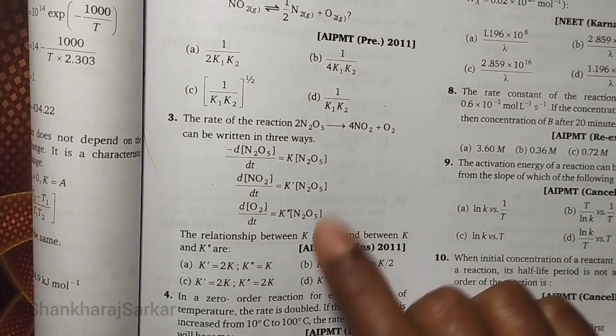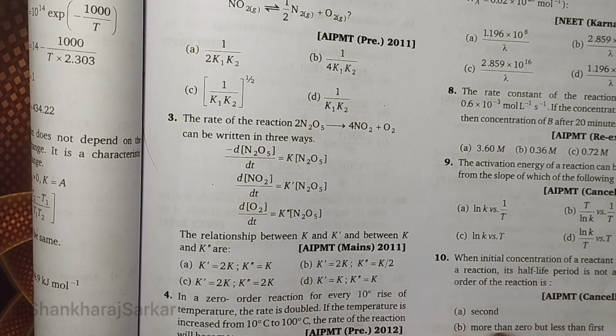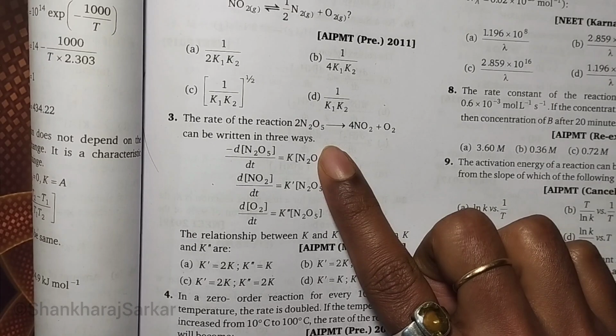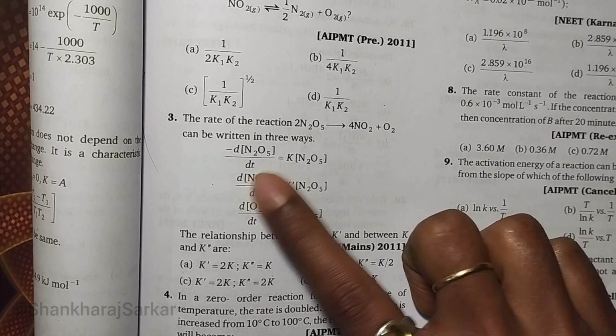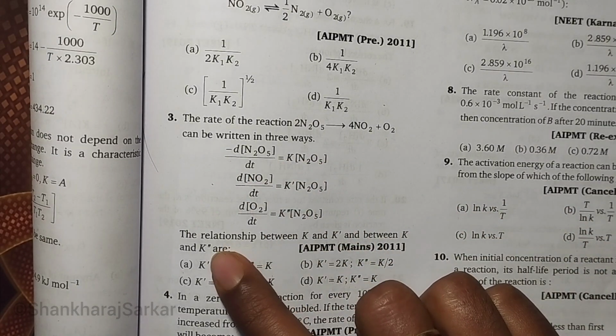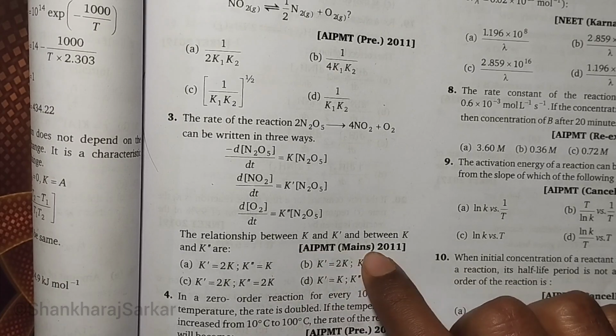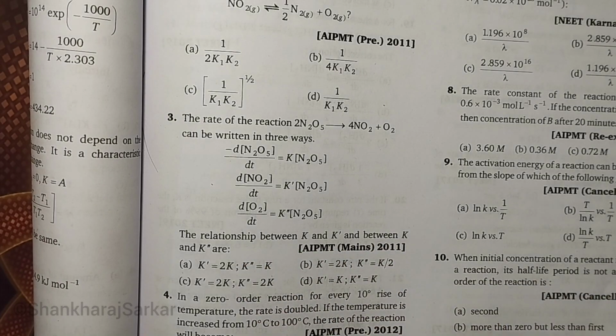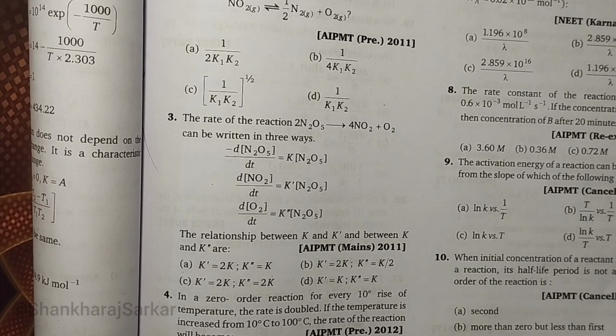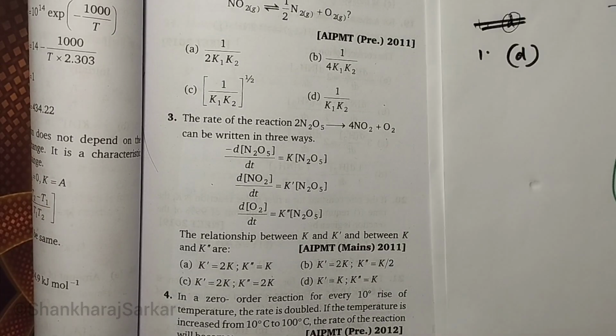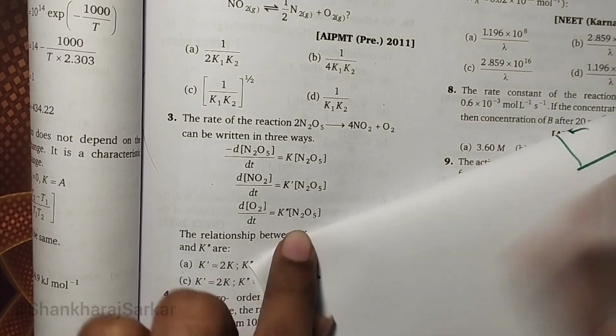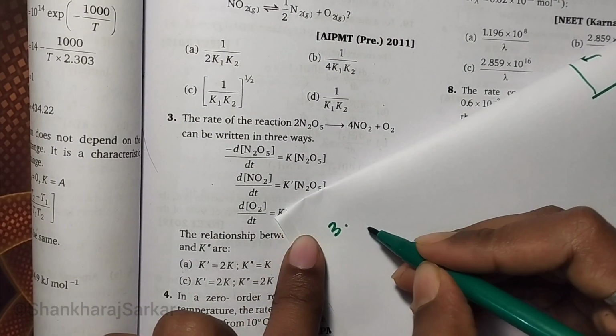Next, we are going to solve the next question. This question. So the rate of the reaction 2N2O5 is given. It can be written in three ways. These three ways. The relationship between k, k dash and k double dash. So same, we have to write this equation. So the equation is given.